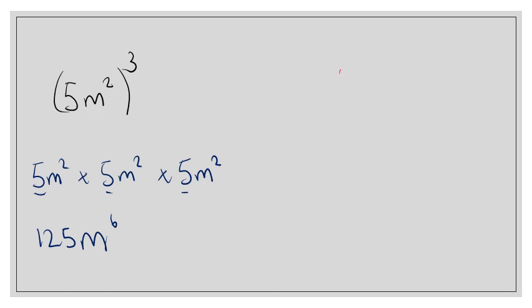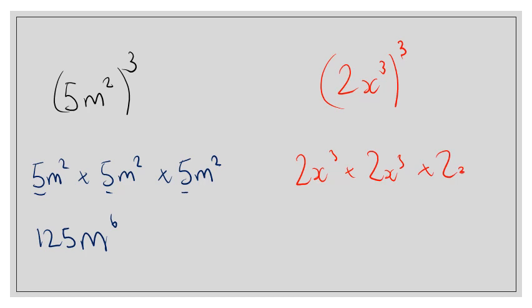So if you could all have a go at 2x cubed all to the power of 3, so all cubed. So we should have got 2x cubed times 2x cubed times 2x cubed to get 8x to the power of 9.